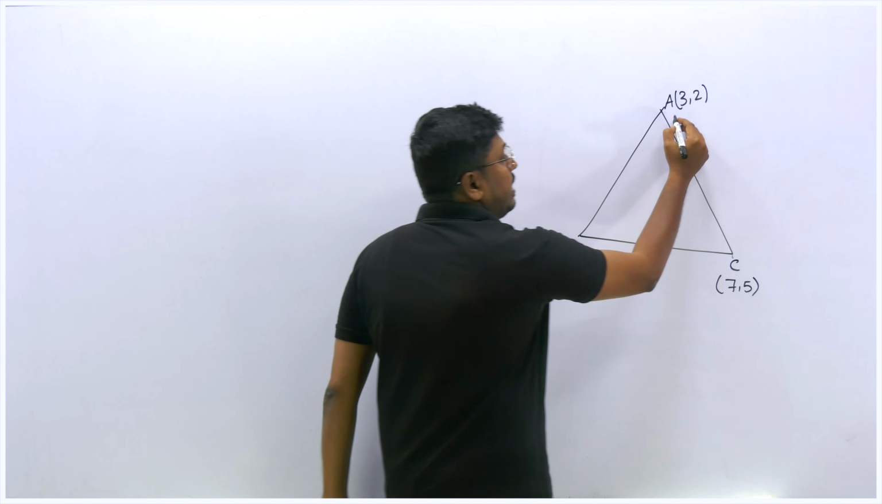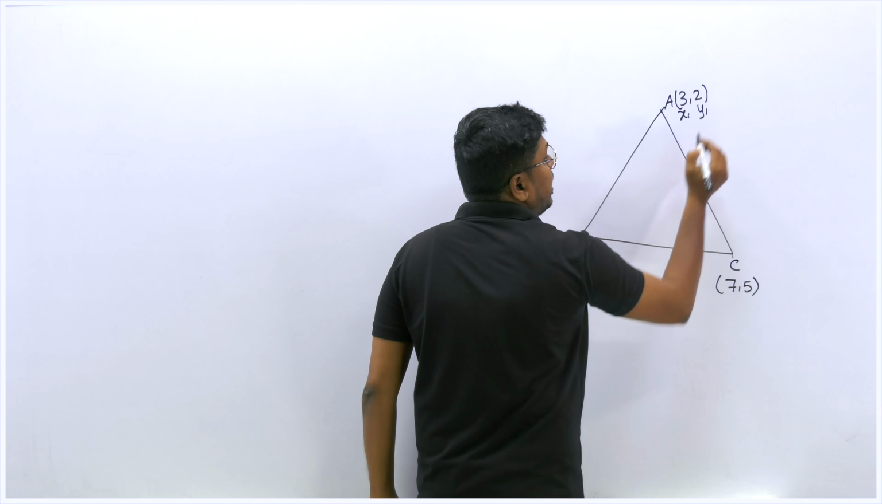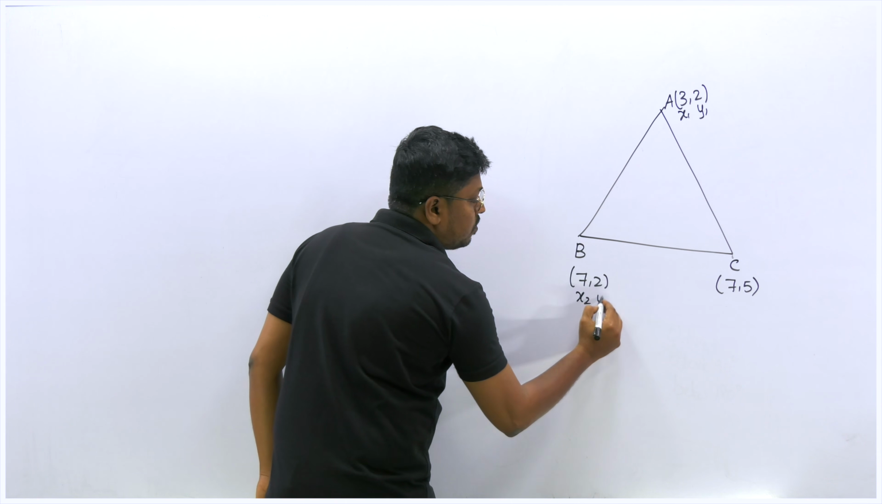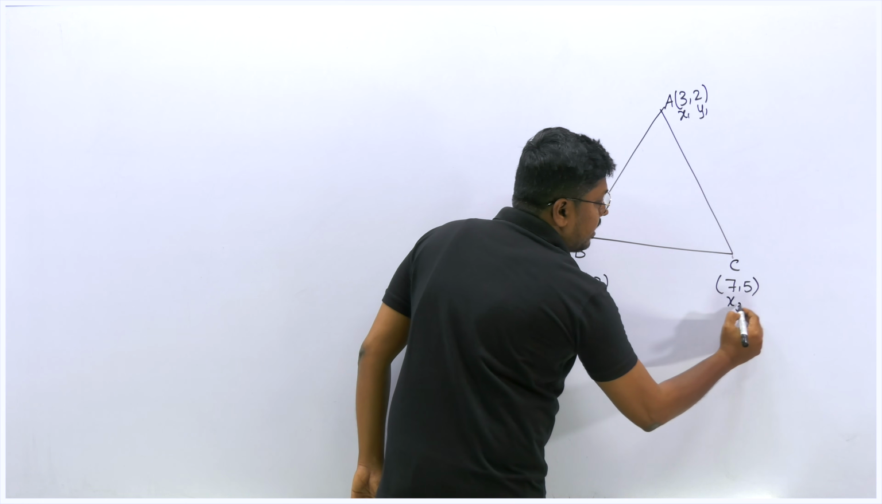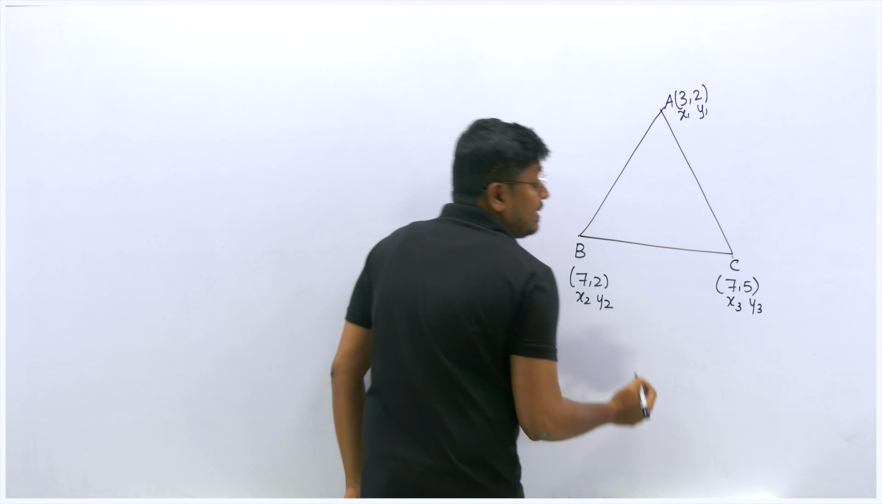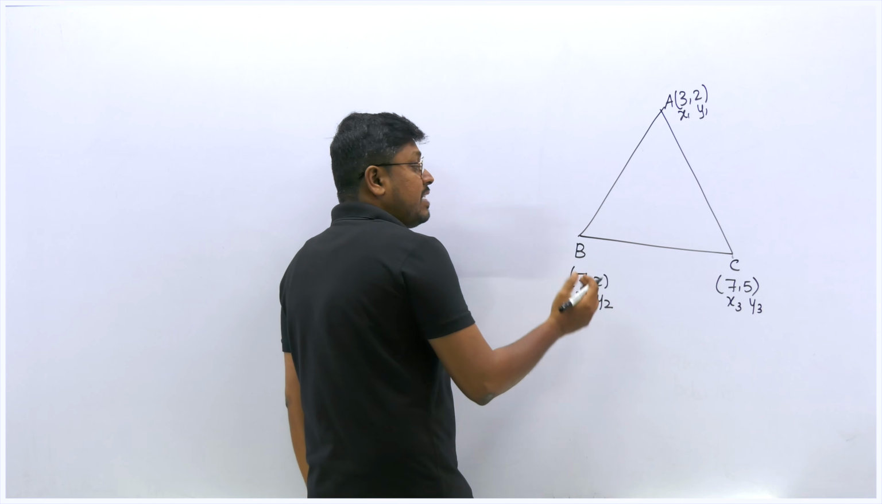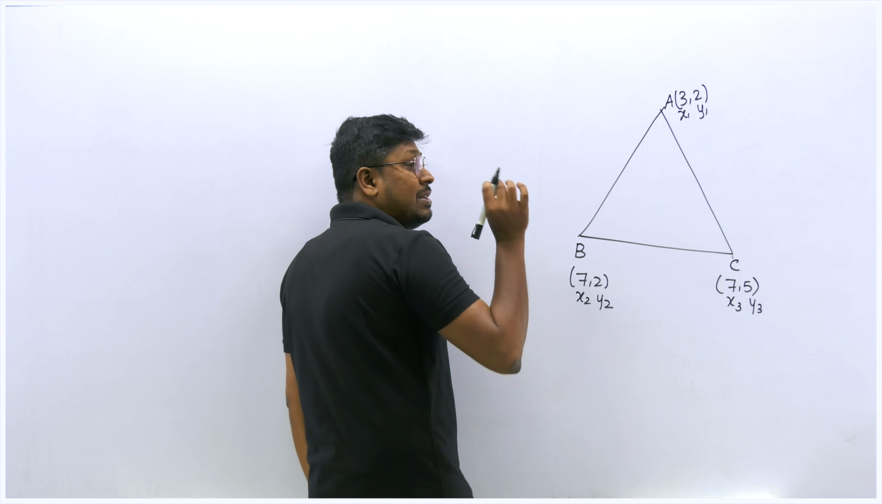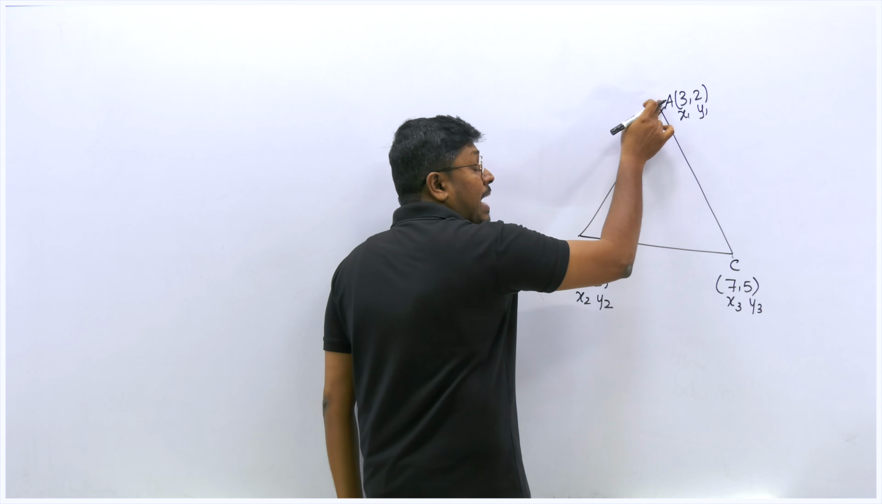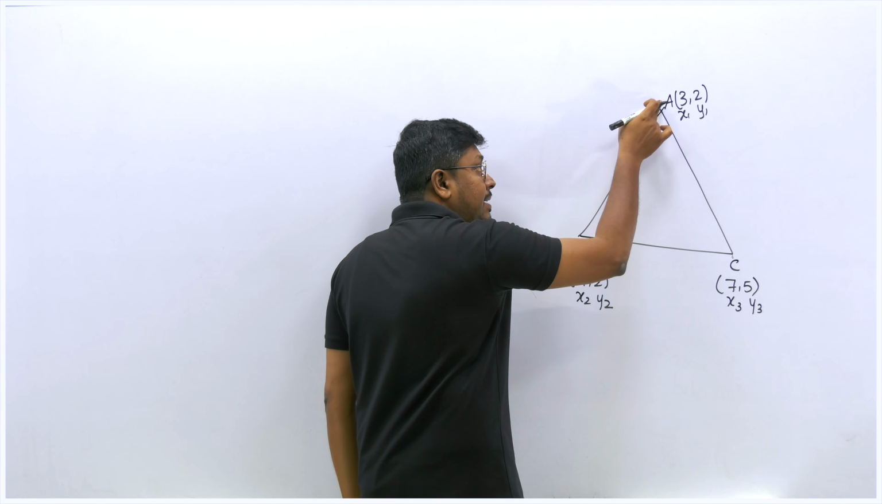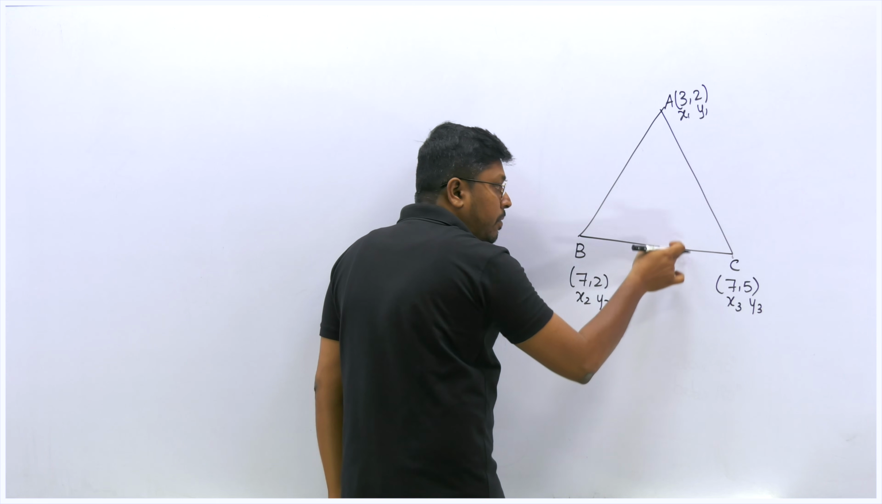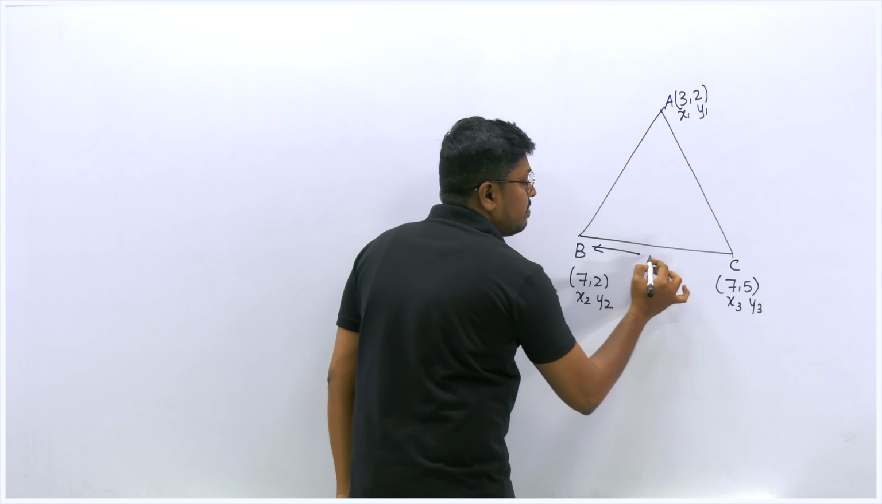Second step, for A, mention its coordinates as x1, y1. This will be x2, y2. And this will be x3, y3. That is step number 2. And the third step is the distances: small a, small b, small c. So be very careful. Here we have capital A. The side opposite to vertex capital A will be small a.